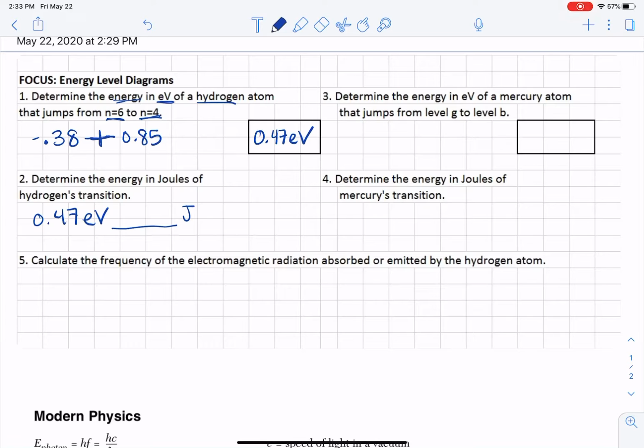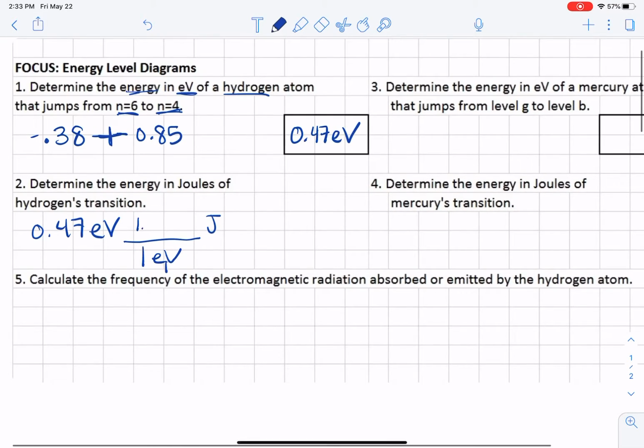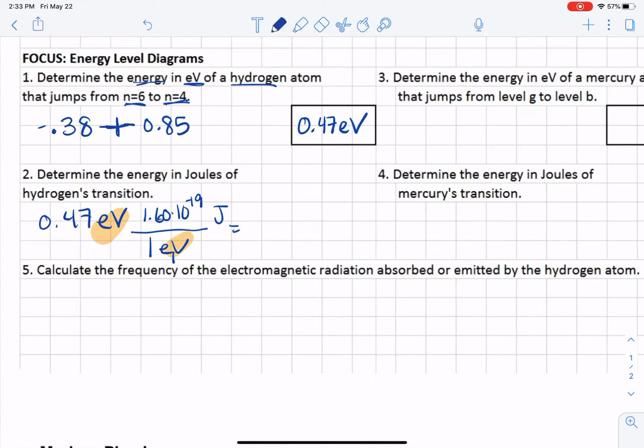And so you're going to have to go to the first page of your reference table, and you're going to look for 1 electron volt is equal to 1.60 times 10 to the negative 19 joules. And what you'll see here is eV cancels out with eV, so we're going to be left with joules, which is what we want. And when we do that, we get 7.52 times 10 to the negative 20 joules. So it's not a lot of energy because it's a very tiny amount of joules, but that's why we have the different methods. So eV sometimes is easier to do energy conversions with, or sometimes joules, but you'll need to know how to convert back and forth between them.